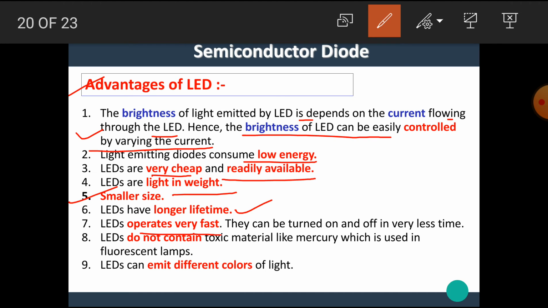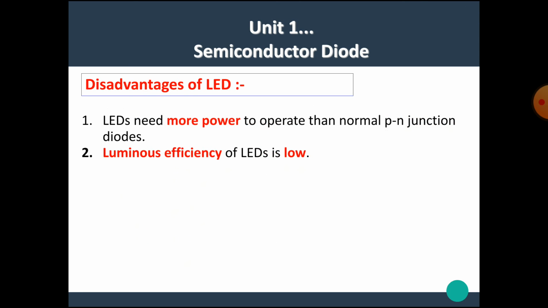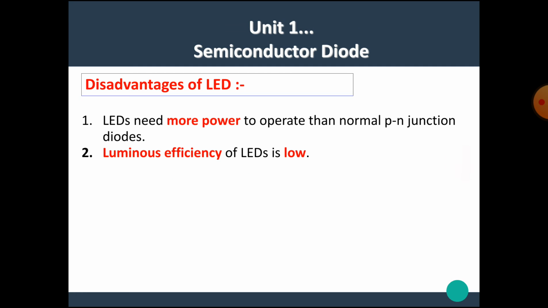LEDs operate very fast. They can be turned on and turned off in a very short time. LEDs do not contain toxic materials like mercury, which is used in the fluorescent lamp. LEDs can emit different colors of light. There are some disadvantages of the LED, such as LEDs need more power to operate than normal PN junction diodes. The luminous efficiency of the LED is low.